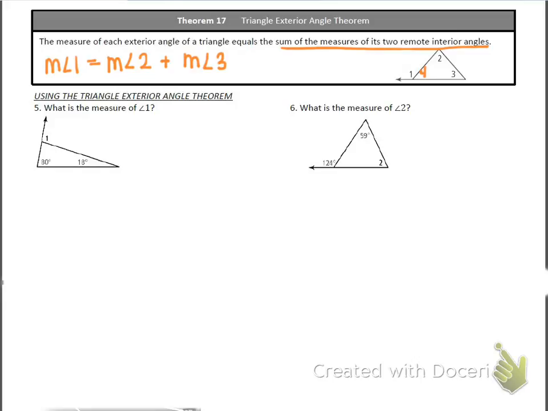Okay, so let's use the triangle exterior angle theorem. Number 5, I have the measure of angle 1. That's my exterior angle. And it equals the sum of the remote interiors. The remote interiors are 80 and 18. So 80 plus 18. So the measure of angle 1 equals 98 degrees. I fixed it.